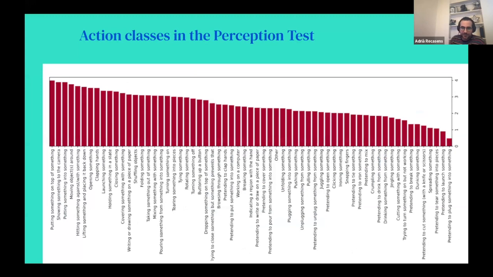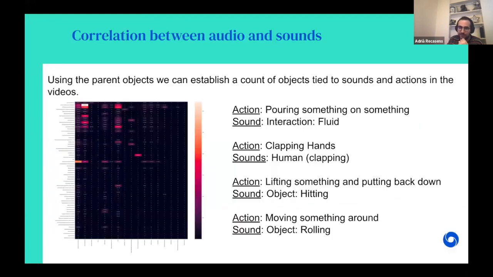For actions, there are more action classes, and the higher end of the histogram is about putting something on top of something, showing something to the camera. So these are things that you see repeatedly. And if you go into the lower end, you would see a lot of pretending. So there is pretending to do an action, which I think is a very nice class to have, because it evaluates the ability of your model to tell between someone pretending and someone actually doing the action. But of course, we don't have as many of those as we have for the real action itself.